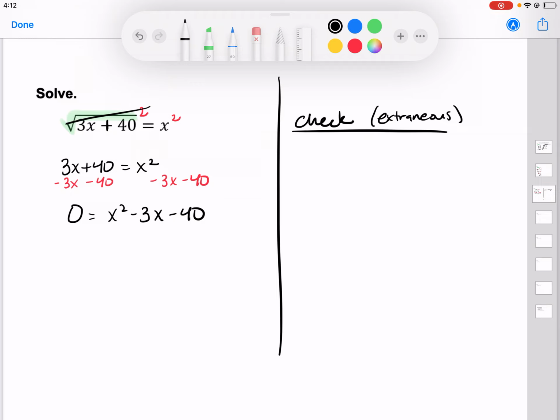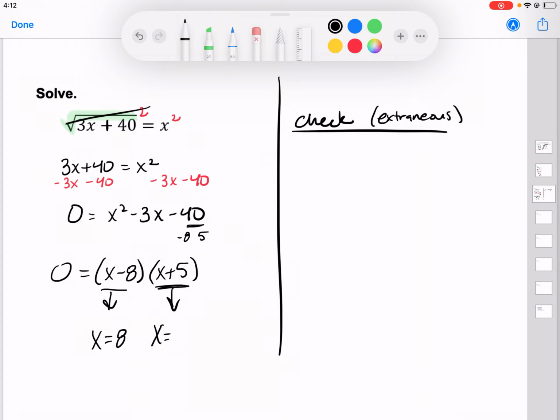Okay, at this point we're going to go ahead and factor. So I'm looking for factors of negative 40 that add up to negative 3. Since it's negative 40, one's going to be positive, one's going to be negative. So it's going to be negative 8 and positive 5. So I'll have x minus 8 and x plus 5. So I'd have two solutions, x equals, because you're finding the zeros, right? So x equals positive 8 and x equals negative 5.